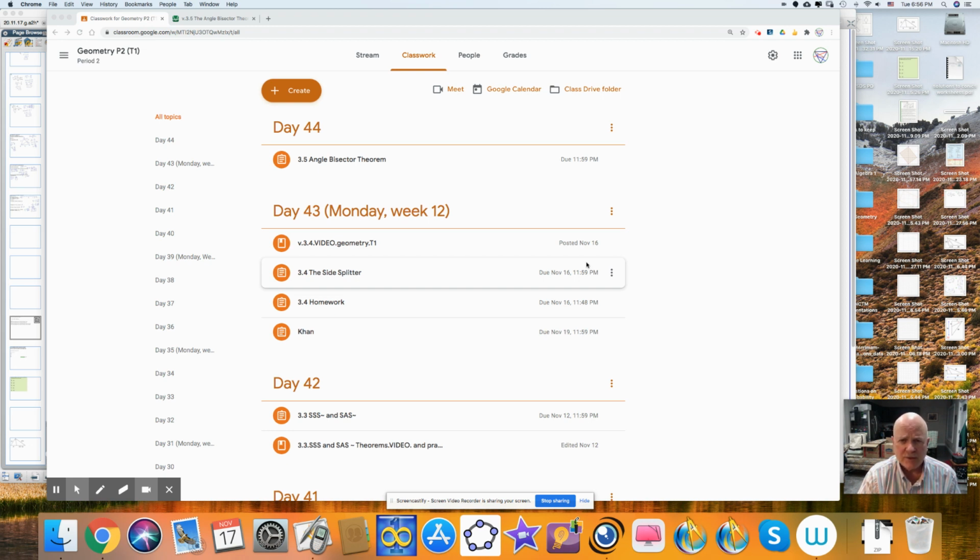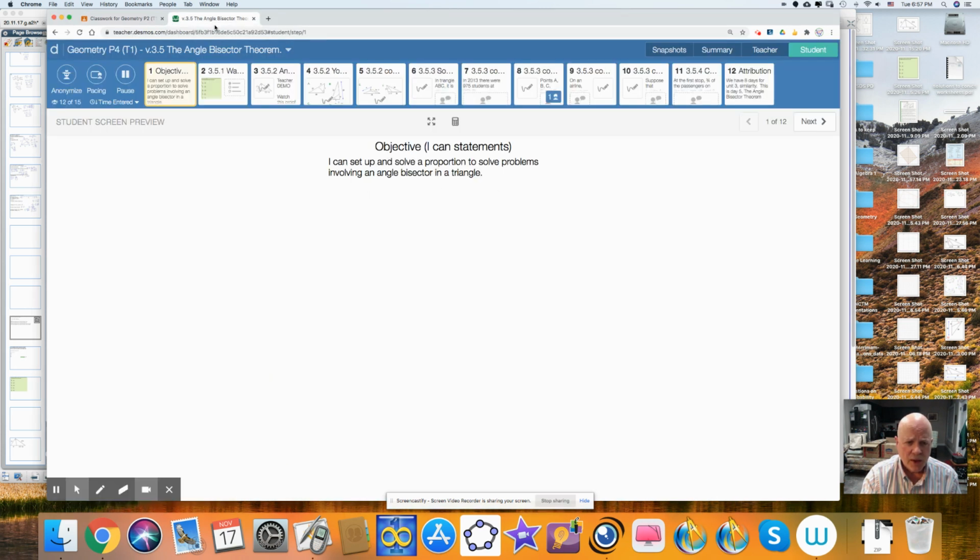And we're going to be talking about the Angle Bisector Theorem. This is found in the Desmos activity, where the objective is going to be to solve proportions and use proportions to solve problems dealing with angle bisectors.